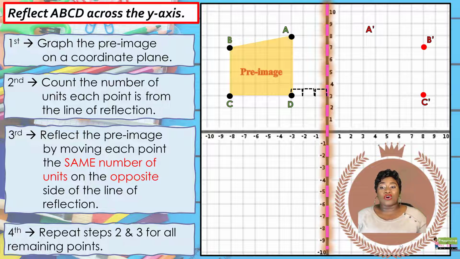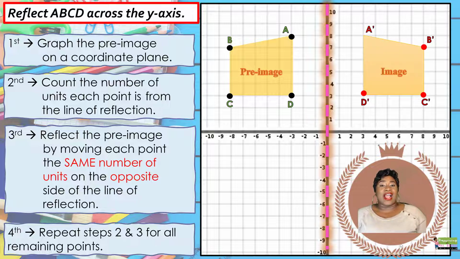Point D is only 3 units away from the y-axis. Therefore, we go to step 3, which is to reflect 3 units on the opposite side of the y-axis. Then when we're done, we can connect our points, and we'll get our image. And this is how you reflect an image across the coordinate plane.